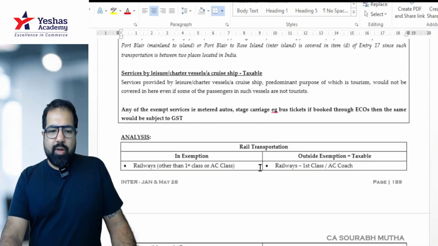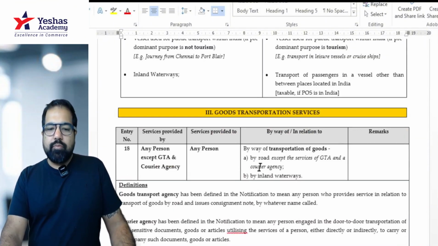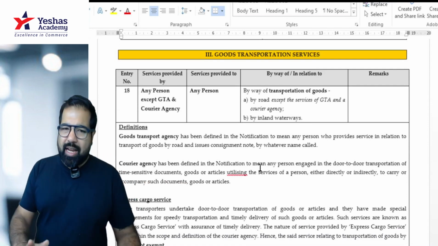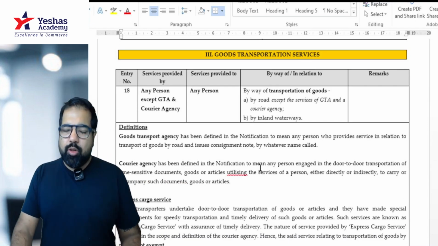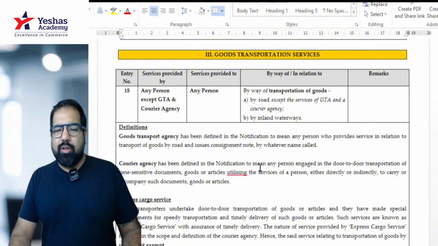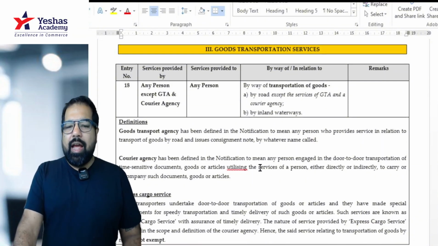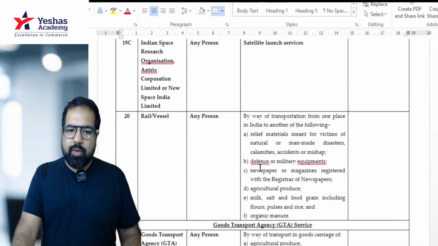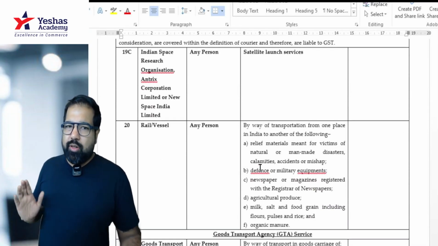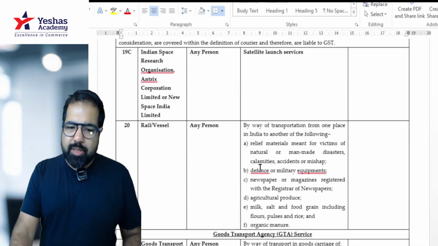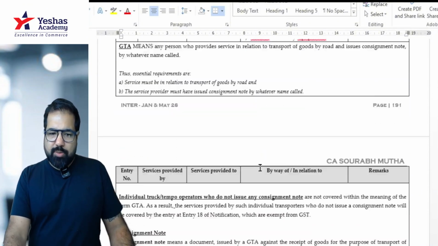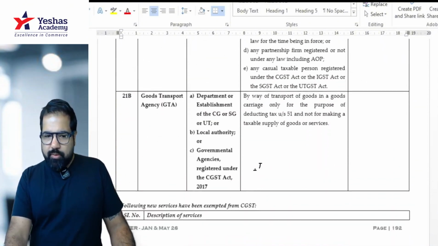Anything new in this? No, I think that's about it. Goods transport. If you transport goods fast, express cargo, courier service, air, it is taxable. Through railways, you remember; through GTA there is a separate GTA discussion we've done. And on waterways the government wants to encourage, so there is no GST. Indian space research: satellite launch services are exempt from GST because the government wants more people to launch satellites from India. Goods transport is done.